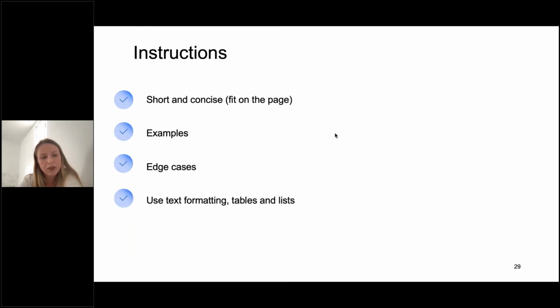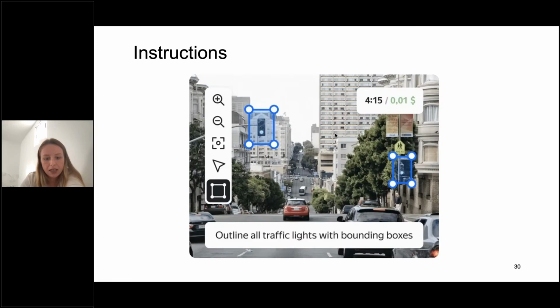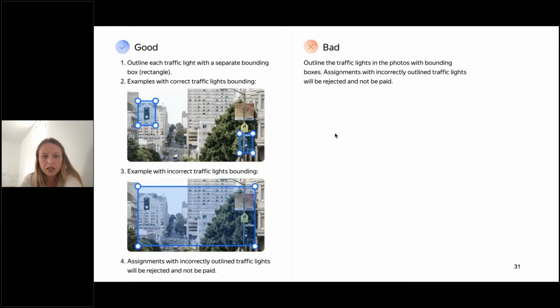It's a good idea to use some text formatting or tables and lists to focus the attention of the user on specific things. And let me give you an example of some good and bad instructions regarding the project that we have discussed before, the bounding boxes with traffic lights. Here on the right-hand side, you can see an example of bad instructions, and on the left-hand side, you can see an example of pretty good instructions.